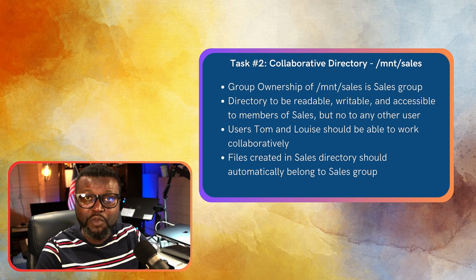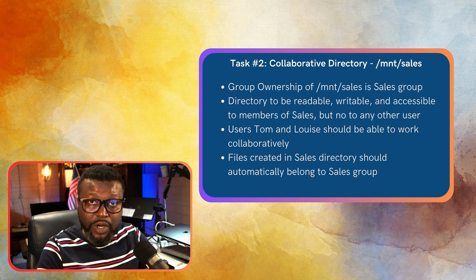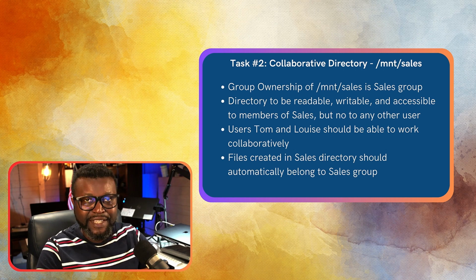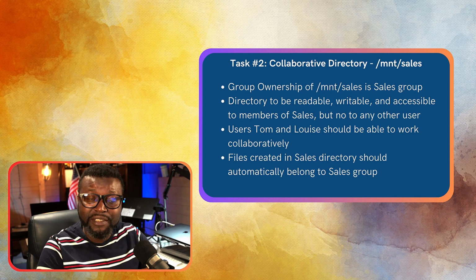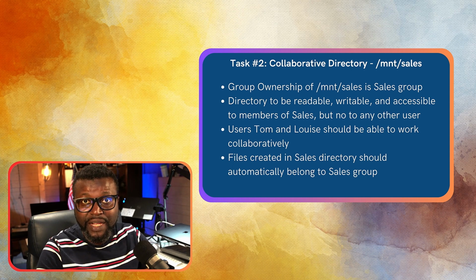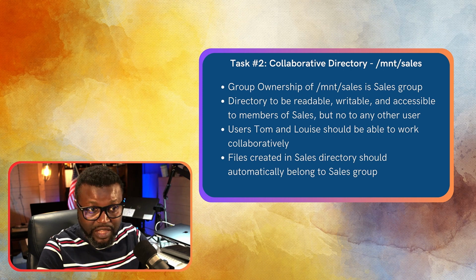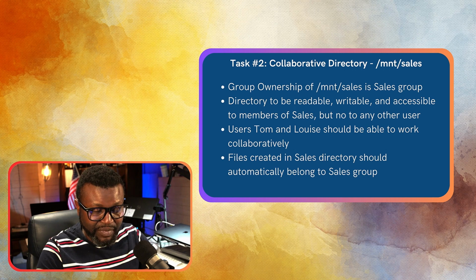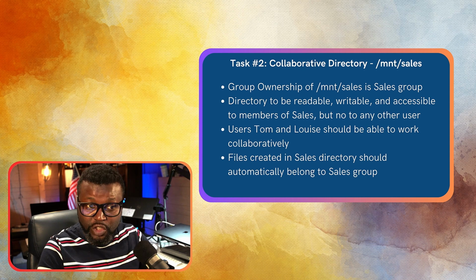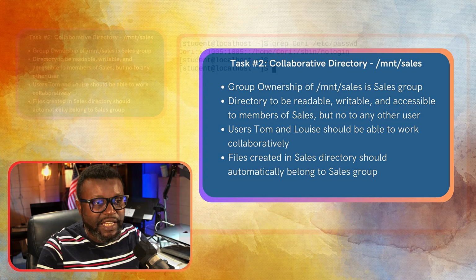And number 3, we'll make sure that users Tom and Luis, whom we have already created, should be able to work collaboratively, meaning they can collaborate. When Tom creates a file, Luis can have access to that file and they can read, even though they can't do anything there. And the same will apply to Tom. And lastly, the files that we create in the sales directory should automatically belong to the sales group. Let's jump right into this.